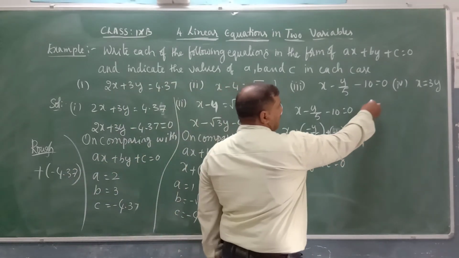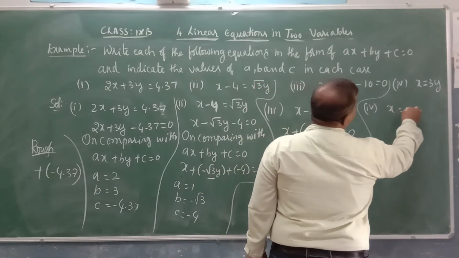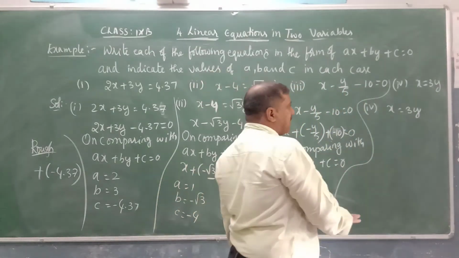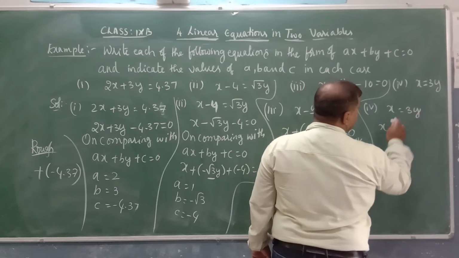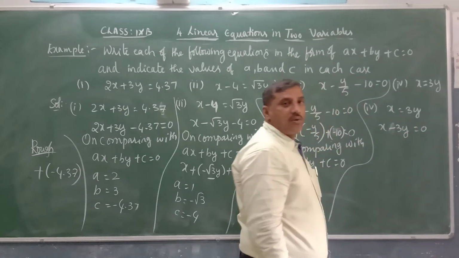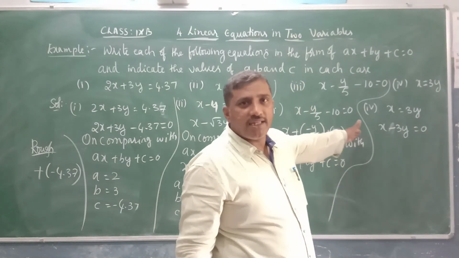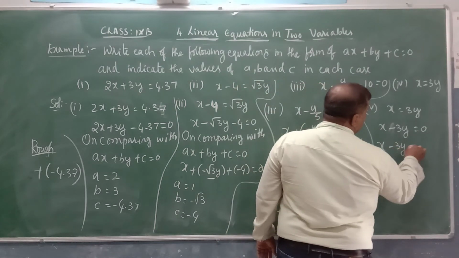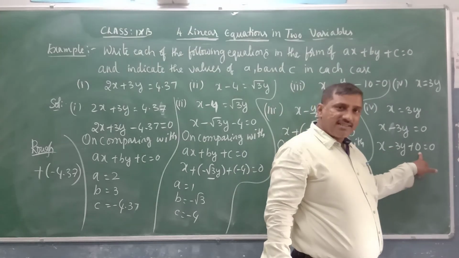Now the last question, the fourth one. The given equation is x is equal to 3y. Transpose 3y to LHS, then it will become x minus 3y is equal to 0. Are you finding a constant term here, that is c? No. There is no term, which means it is 0. That is x minus 3y plus 0 is equal to 0. Here 0 represents the third term, the constant.